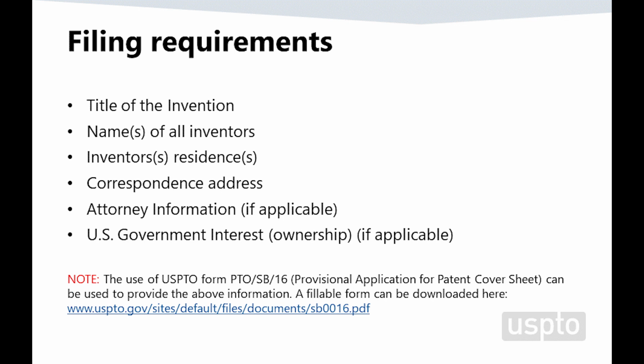Now we will discuss the filing requirements of a provisional patent application. Most, if not all, requirements mentioned here in this slide can be completed by filling out the provisional application cover sheet, also referred to as PTO Form SB16. This form can be downloaded from the USPTO website as provided in the link below.